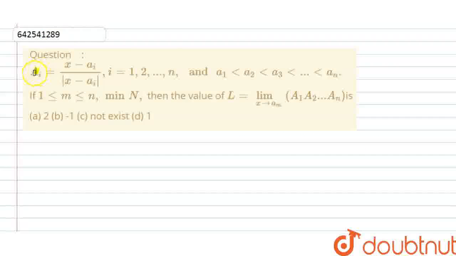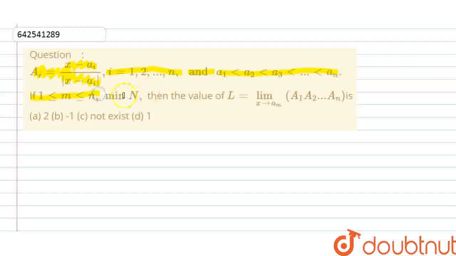Hello everyone. So the question is, if Ai is equal to (x minus ai) upon mod of (x minus ai) for i equal to 1, 2, up to n, and the condition is a1 is less than a2 is less than a3 is less than, and this goes up to an. So basically this is continuously increasing.